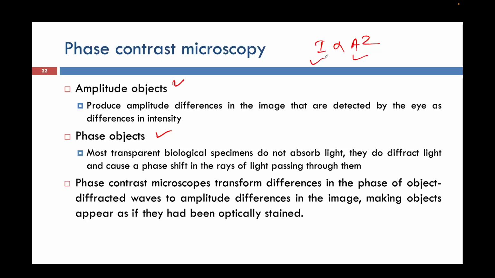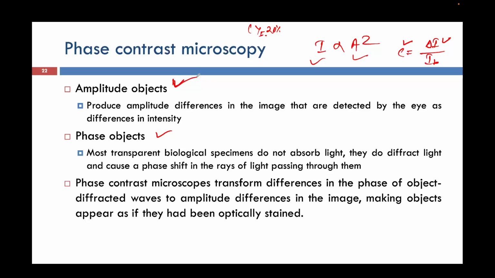And if an intensity difference is there, as I told you last class, the contrast is given by delta I by I B. So if there is an intensity difference, then contrast will be there, and if the contrast is minimum 5 to 20%, then we will be able to see the differences between different structural features of our material. That is known as an amplitude object.